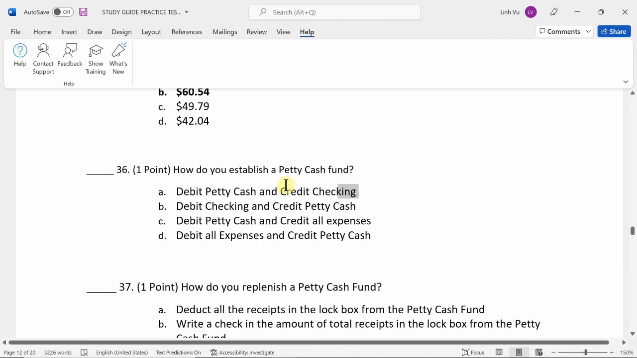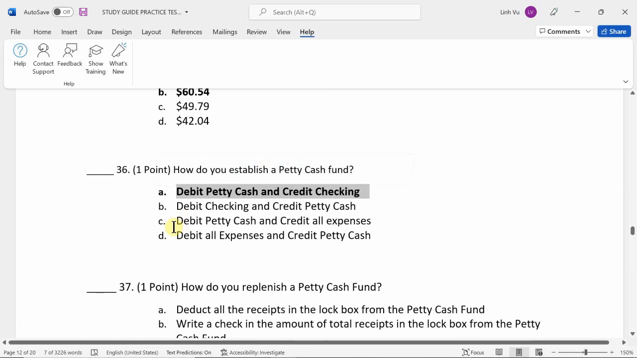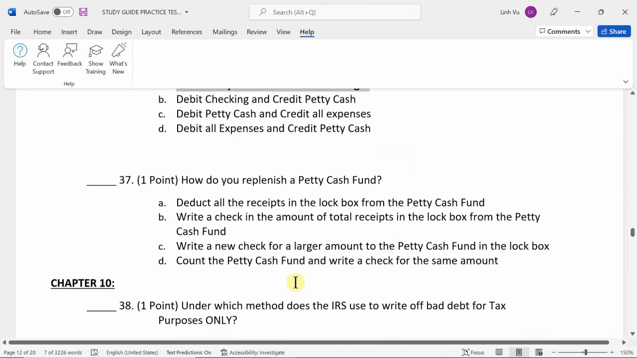You're going to establish how much, right? You're going to debit your petty cash and the money should come directly out from your checking account. Okay, good.